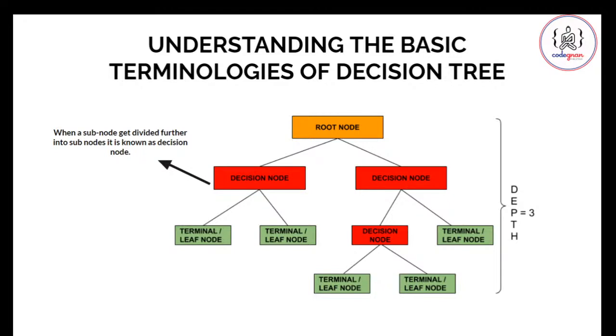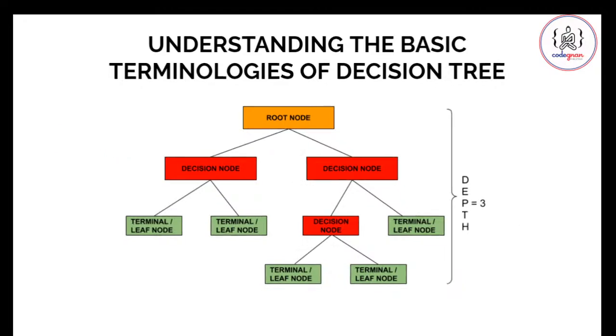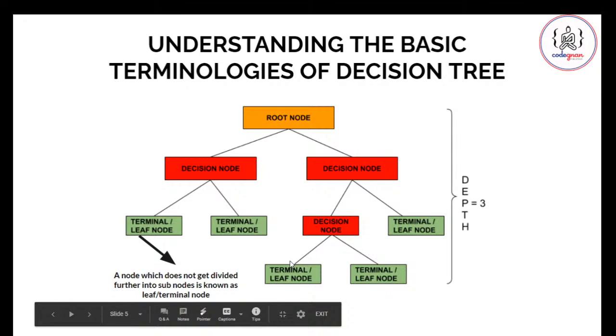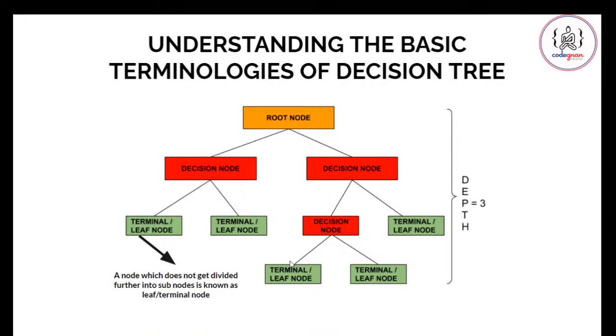And let's talk about what these terminal nodes are. A node which does not get divided further into subnodes is known as a leaf or terminal node. So here, if you see all these marked with the green color, there is no further splitting, right? So here it is your terminal node or leaf node, after which there is no further splitting.